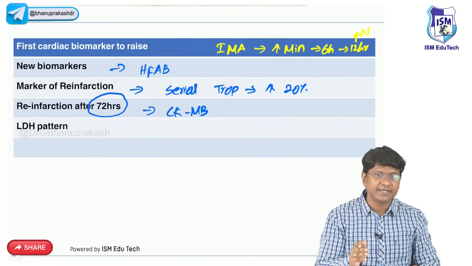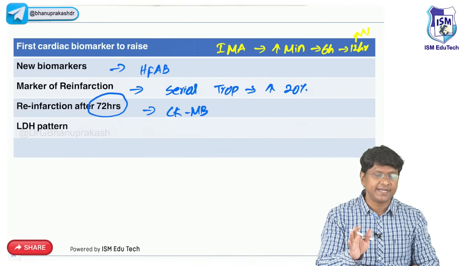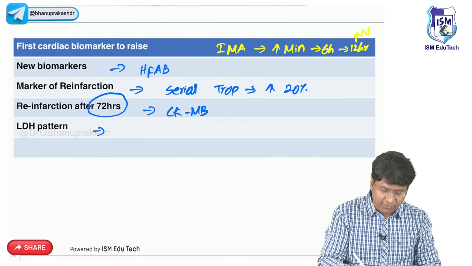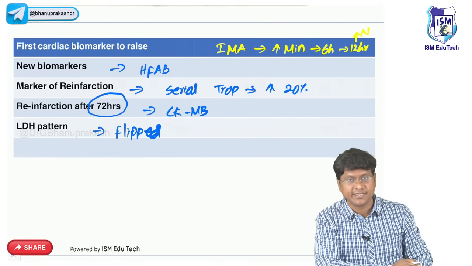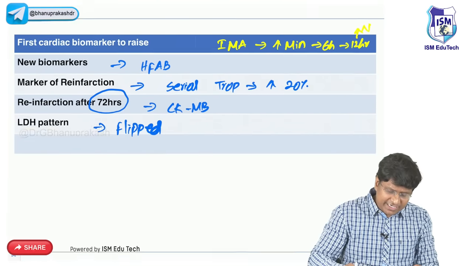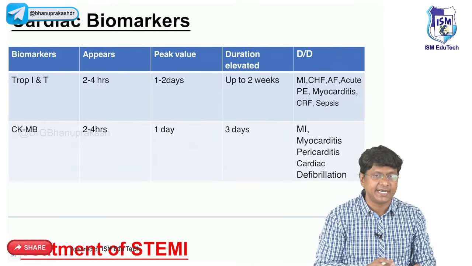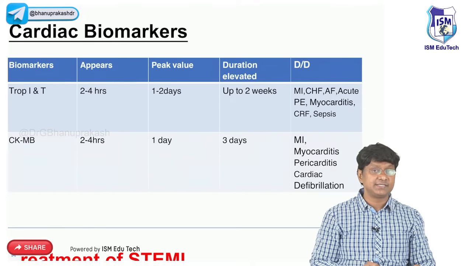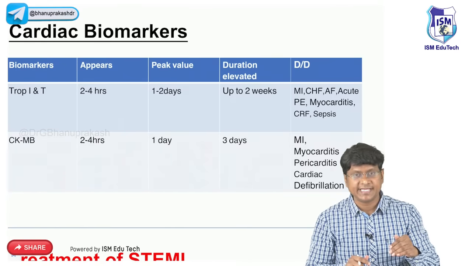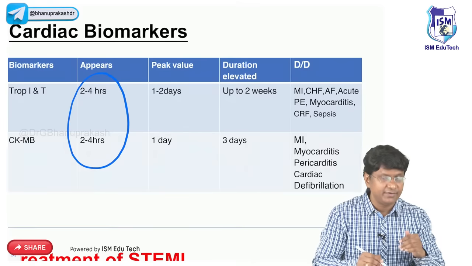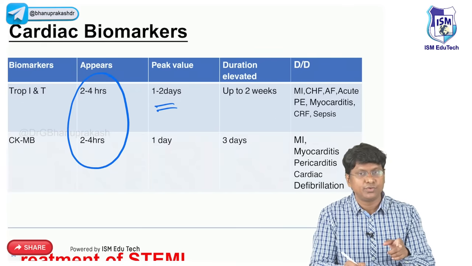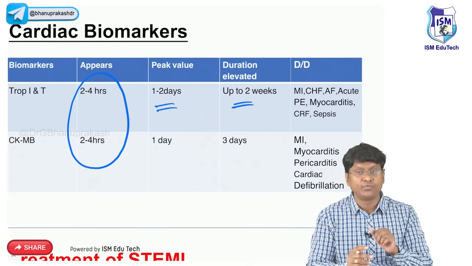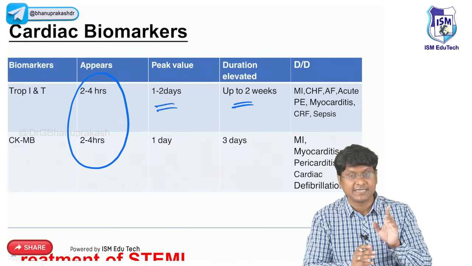Then LDH pattern, it is also a flipped pattern, right? LDH1 will be more than that of the LDH2. So that will be a flipped pattern. That is what you will observe in case of the myocardial infarction. Now let me discuss in detail about some of these cardiac biomarkers, mainly troponins as well as CKMB. Troponins and CKMB, both of them appear within the blood within 2 to 4 hours. But troponins reach the peak value within 1 to 2 days and they return back to normal within 10 to 14 days. That is up to 2 weeks.